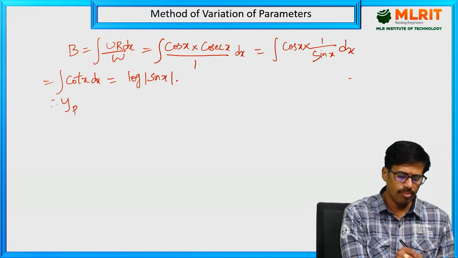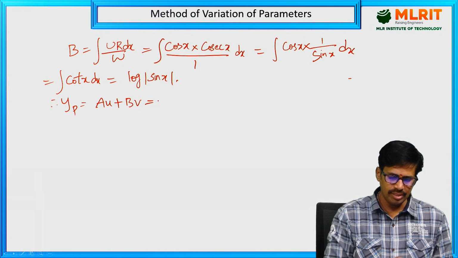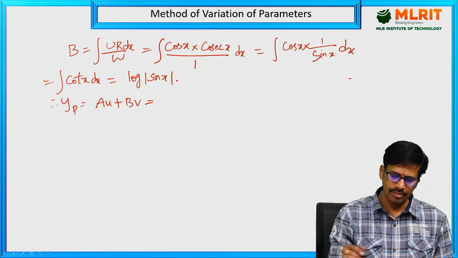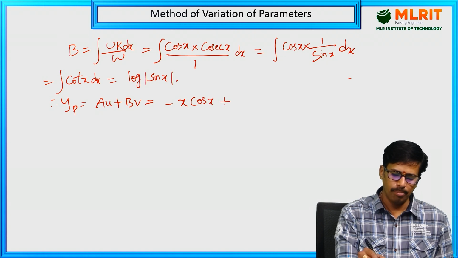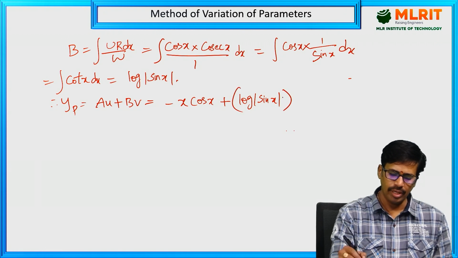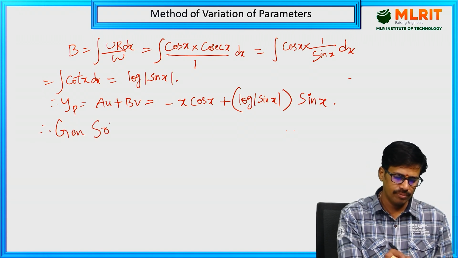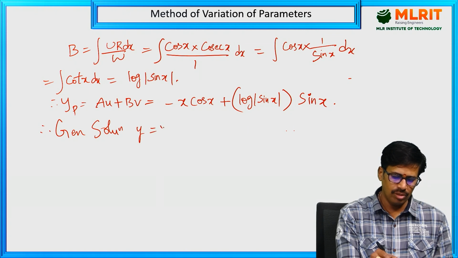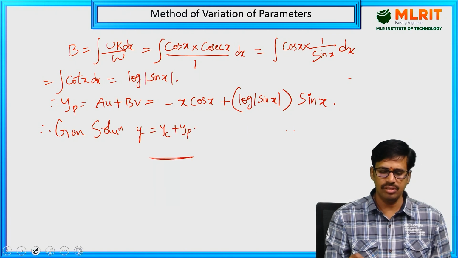Therefore let us write down the particular integral, A into u plus B into v. What is the A value? Minus x. So minus x into u, which means cos x, plus B, which means log mod sin x, into v. v is sin x. This is the particular integral. Therefore the general solution is y is equal to yc plus yp. So add the complementary function and the particular integral.